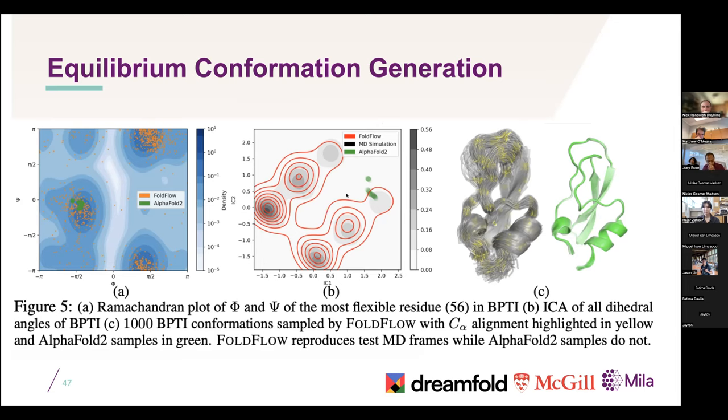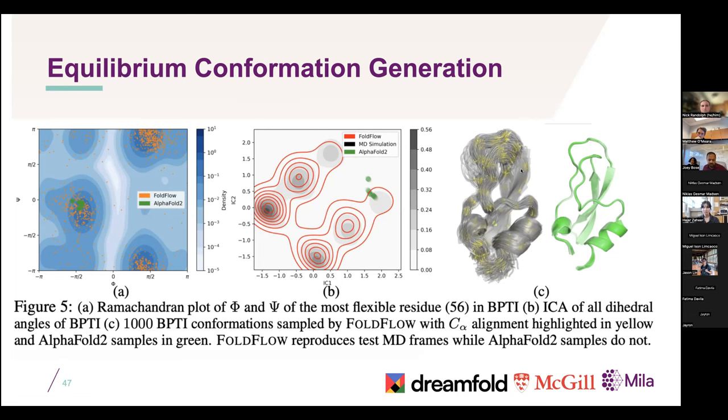The more impressive thing is that AlphaFold 2 cannot hit all the different regions. FoldFlow, because it's a generative model by design, learns the different modes much better. And then on the right, we finally have an AlphaFold generated structure, as well as the C-alpha alignment of, I think, some test MD frames.